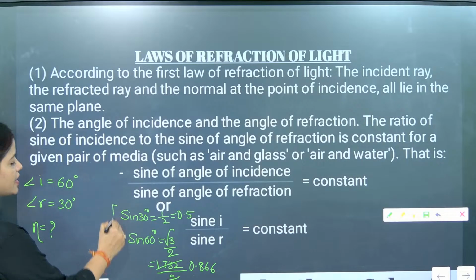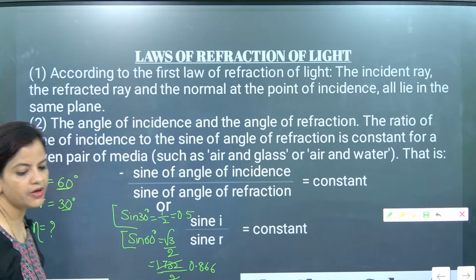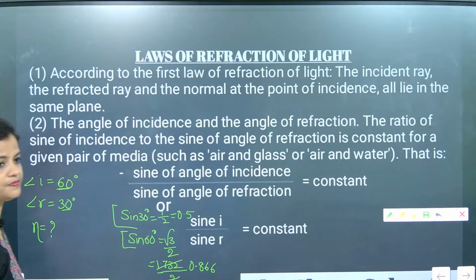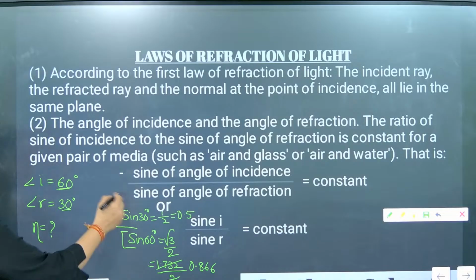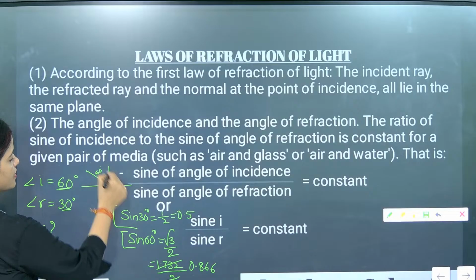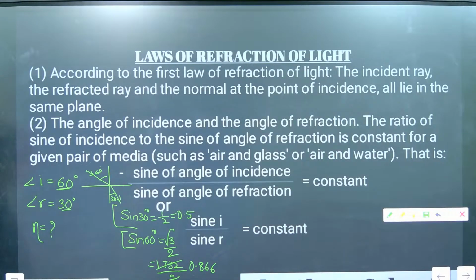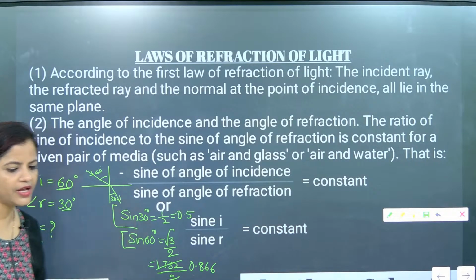So now look here beta. This is exactly sine i and this is sine r. Angle of incidence is 60 degree, angle of refraction is 30 degree. Can you tell me what is the medium, rarer to denser or denser to rarer? That means when the light ray is entering, it is making 60 degree and now it is making 30 degree.